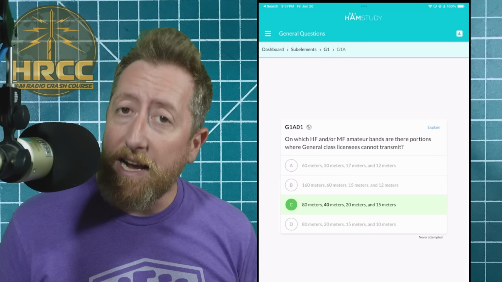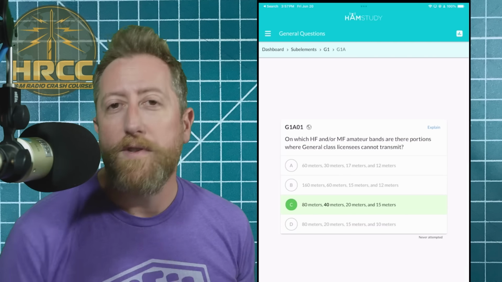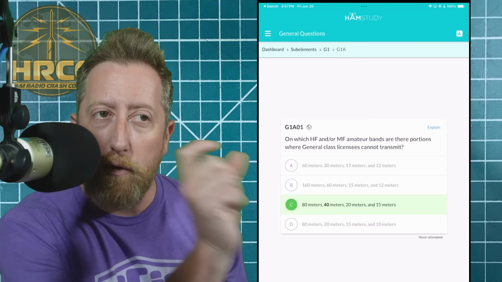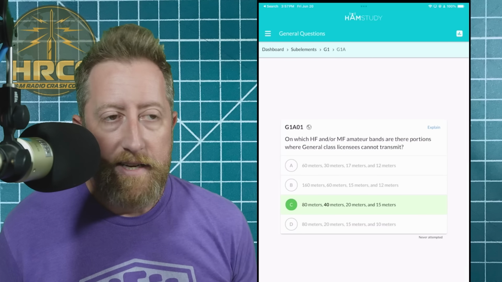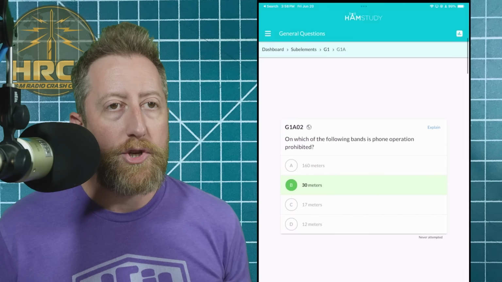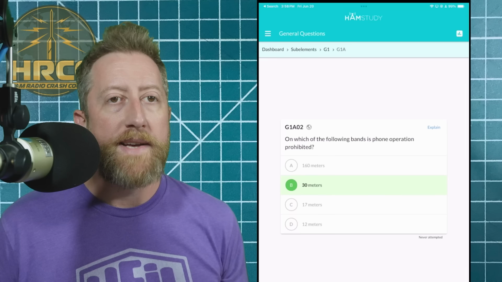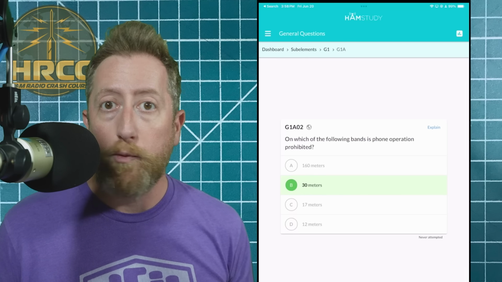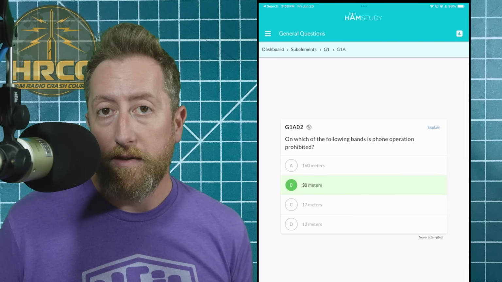You need to upgrade to extra if you want to get the lower portions of the single sideband space or the lower portions of the CW space. So keep that in mind because that is an important thing to note. Question 2. On which of the following bands is phone operation prohibited? And the answer is 30 meters.